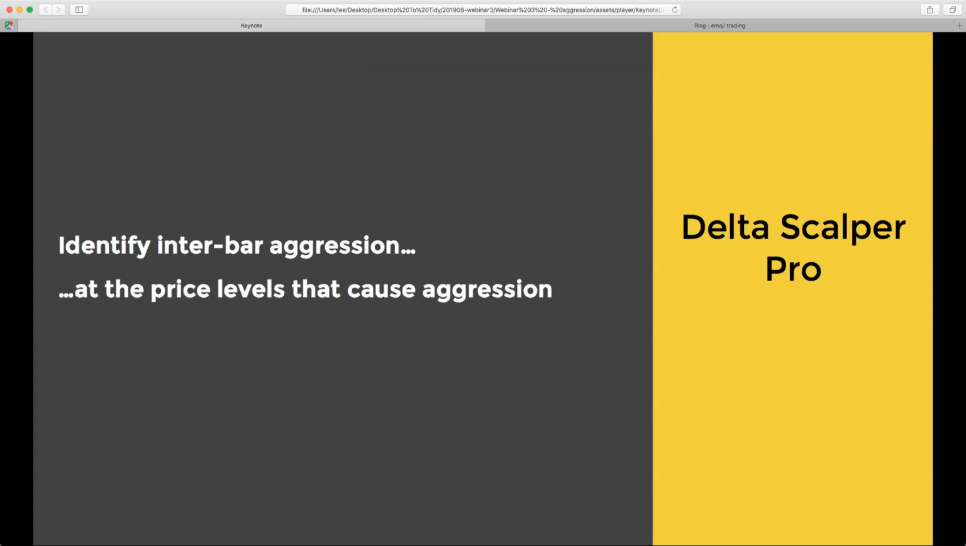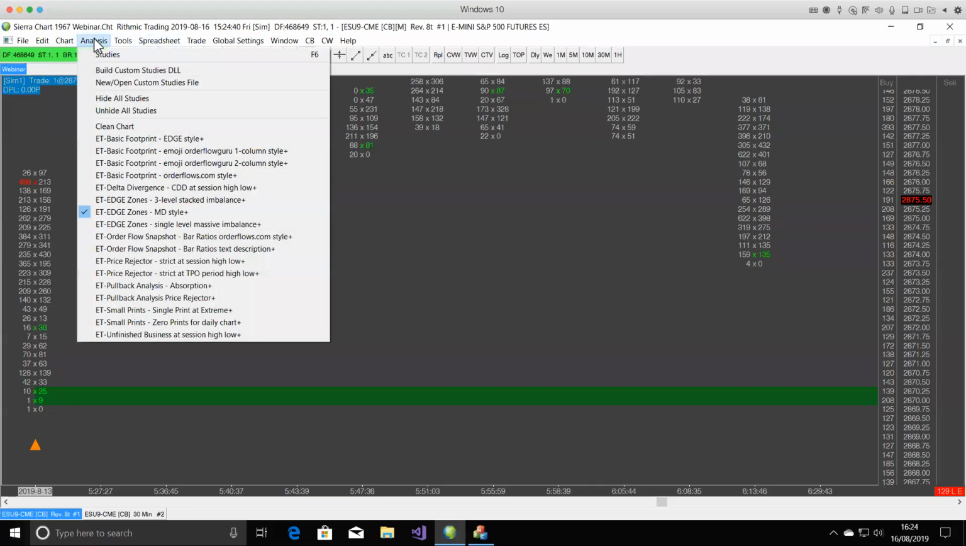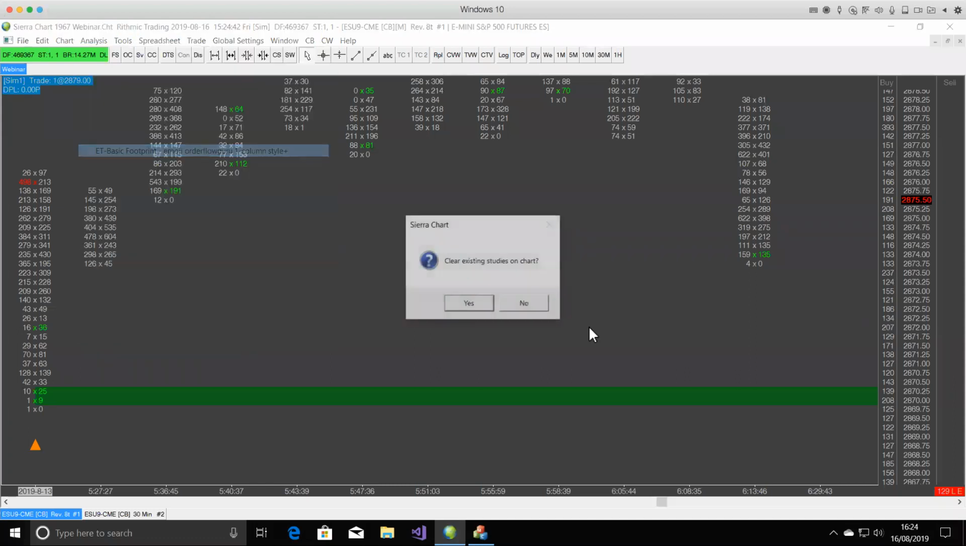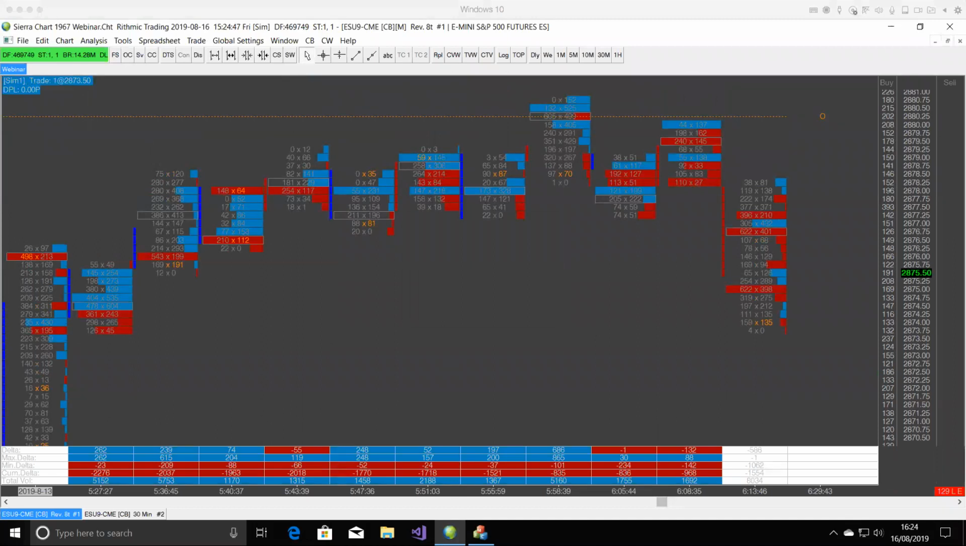Delta Scalper Pro takes this concept into account, because what Delta Scalper Pro is looking at is the relationship of delta between each bar, irrespective of the time period that we're looking at. So let's apply it to this chart. I'll just turn the chart back into the style which I like to use, and we'll apply Delta Scalper Pro. Before we do, you can see I've got a summary of the delta of each candle sitting here.